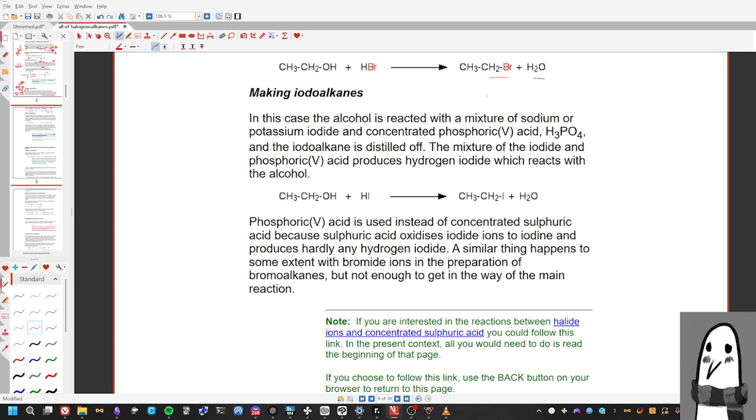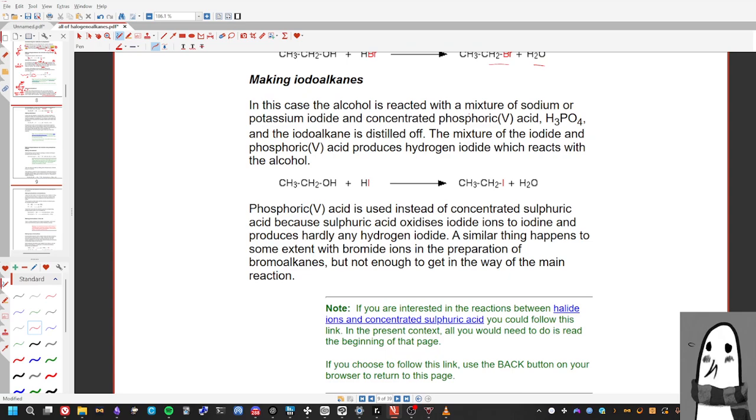And the iodoalkane is distilled off. The mixture of the iodide and the acid produces hydrogen iodide, which reacts. So it's the same story, except just different characters, different actors. Over here, we're having potassium or sodium. So potassium and sodium are still going to be your people who are going to carry your halogen. But the acid changes from the previous one.